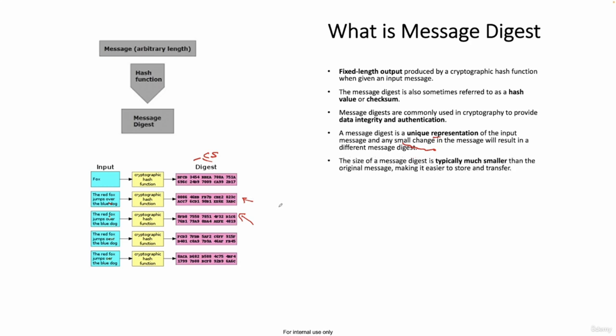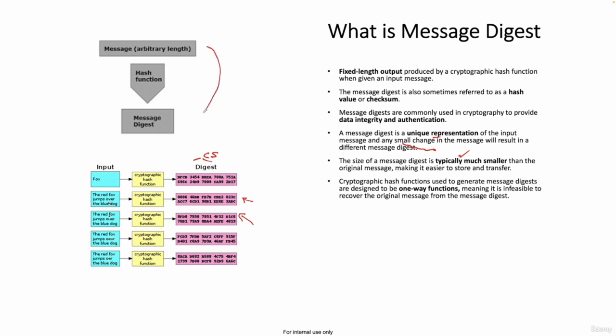The size of the message digest is typically much smaller. If I keep on adding text here, if I have, let's say, a big document, even then my message digest size would be the same. So the size of the message digest is typically much smaller than the original message. I think we already learned that this is a one-way street. You can go from here to here, but you can't go from here to here, right?